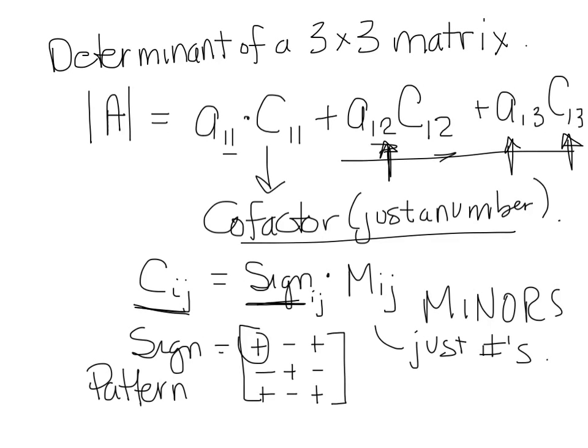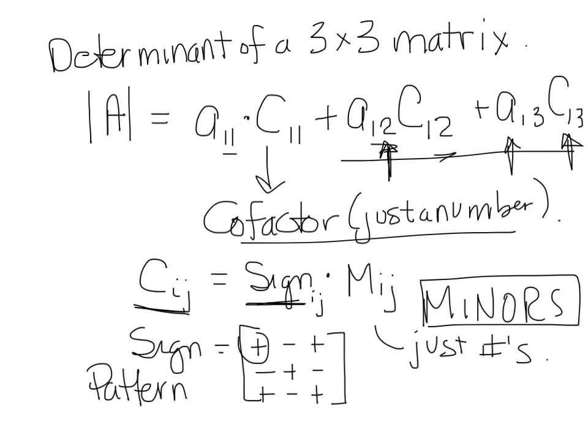So it can be a positive or a negative. That's what I mean by sign, times what we're going to call a minor, M, for that position. So you have to have the ij little subscript, so you know the minor for the 1,1 position or the minor for the 1,2 position. Okay, so let's talk about each one of those things.